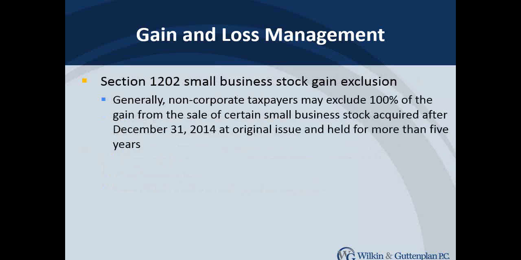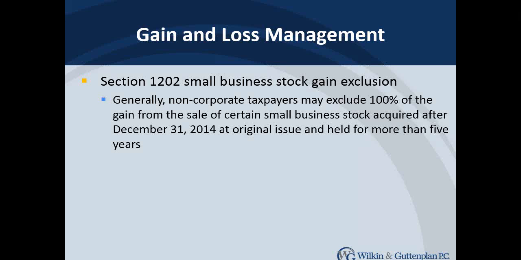Okay, so gain loss management. The next couple slides we're going to talk about some specific provisions relating to investment. And so Section 1202 was written into the law to really promote investment in small business. So this is going to qualify for original issue C corporation stock. And what Section 1202 says is for non-corporate taxpayers, they can exclude 100% of the gain. So there is zero income tax on the gain for certain small businesses whose stock is acquired after December 31st of 2014. Again, it has to be original issue and it needs to be held for more than 5 years.